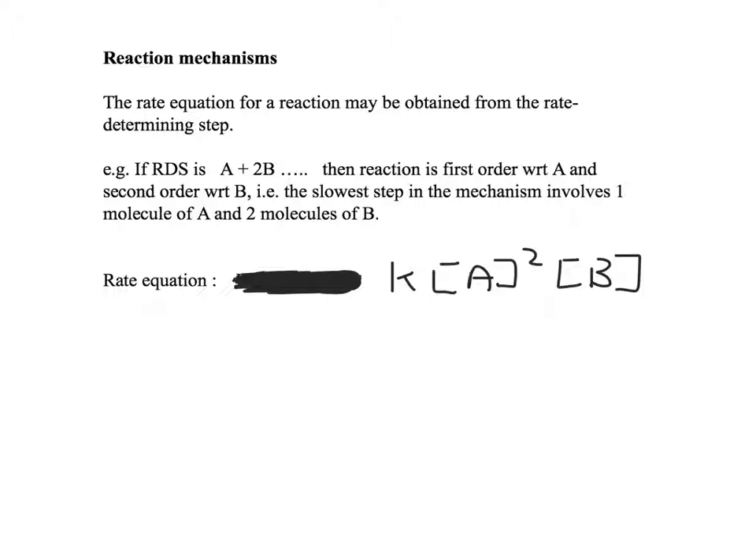So the rate equation tells us about the molecules involved in the slower step in a mechanism. So from our example that we've just done, I know that the slower step will involve 2 molecules of A and 1 of B. 2 of A because A is squared, and just 1 of B because it's first order with respect to B.